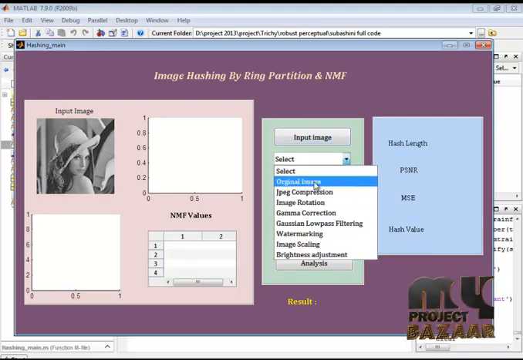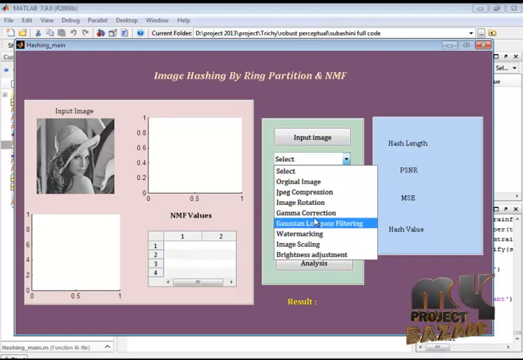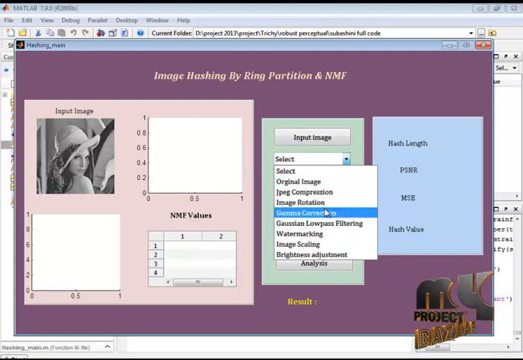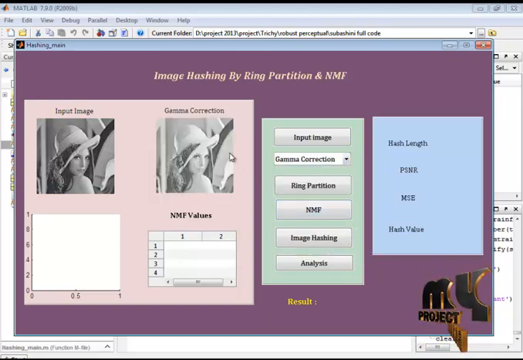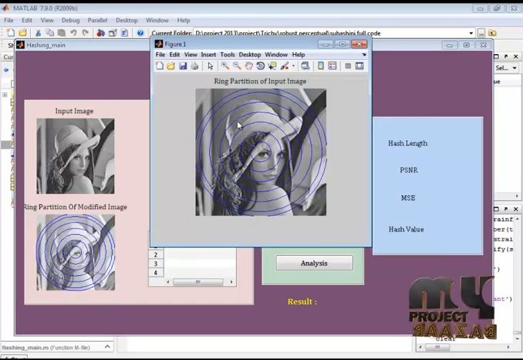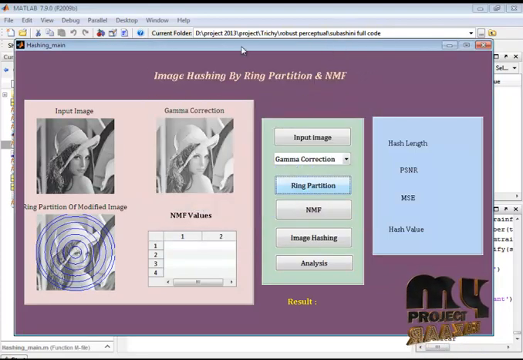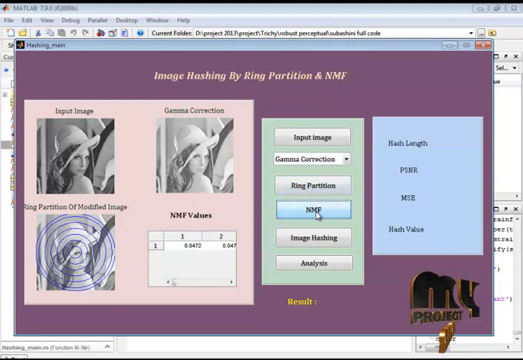So these are the 8 tasks such as original, JPEG compression, rotation. This will be implemented to the original image. Now I am applying gamma correction to the image. So for the gamma correction, both the input and the gamma corrected image will pass to the ring partition. This is the ring partition image of the input and the modified image. After that, we are identifying the NMF. So these are the NMF features of the modified image, and then it will go to the image hashing.